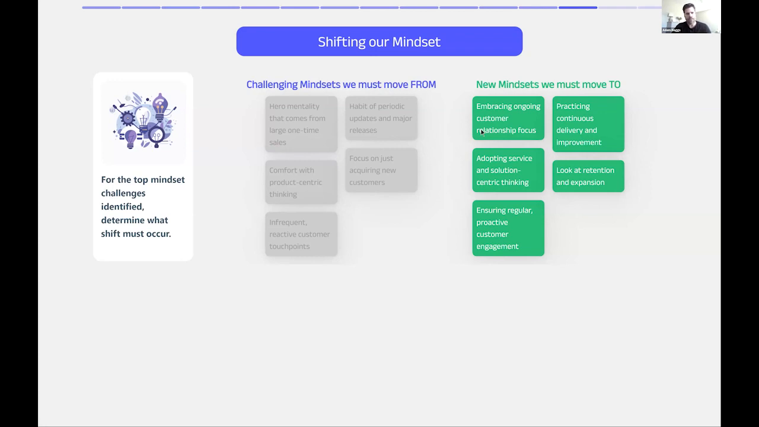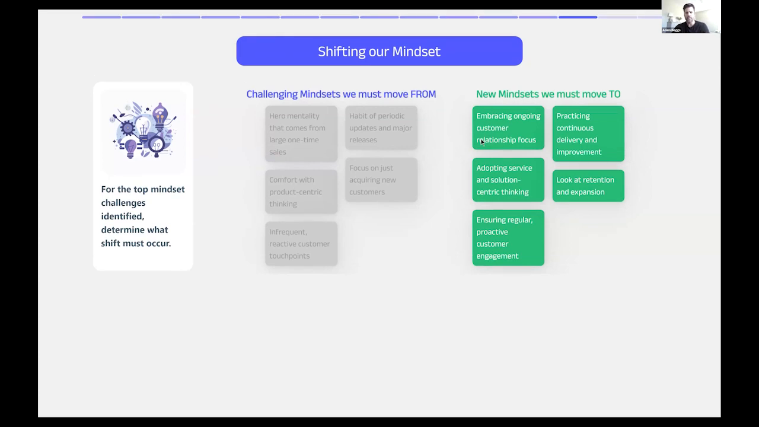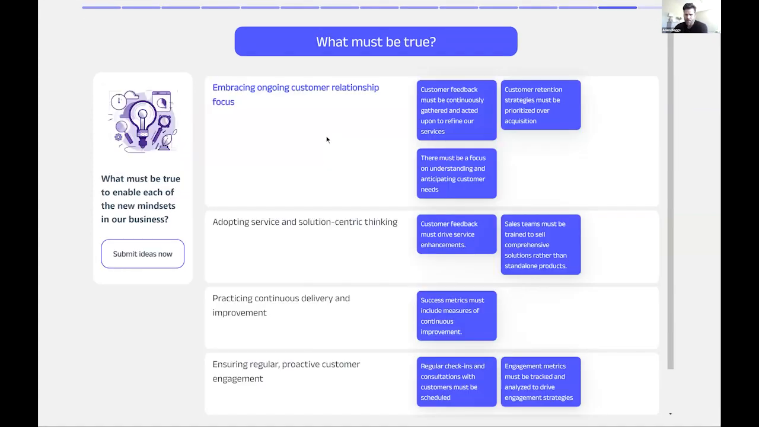And then what I thought we would do is just do a very simple explore ideas exercise to say, what must be true in order for those to be successful, right? And so as a group, we went through each of those new mindsets one by one. And we said, okay, if that is the to state that we want to get to, what must be true?